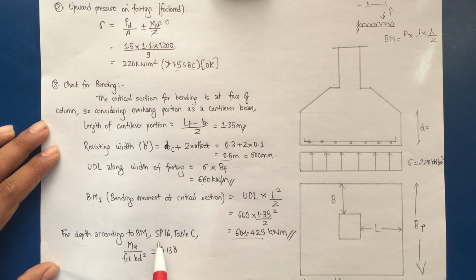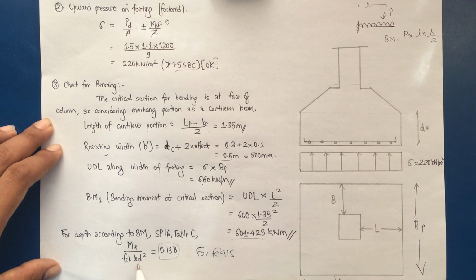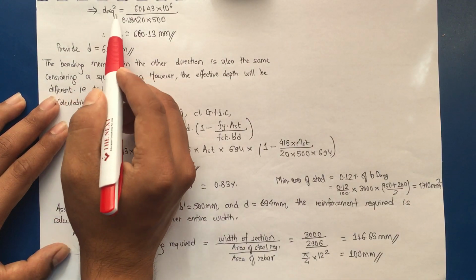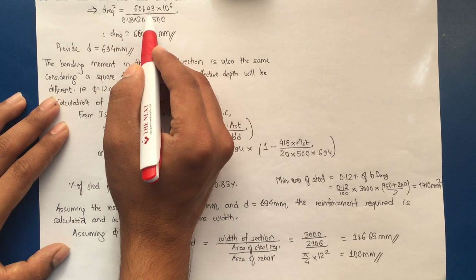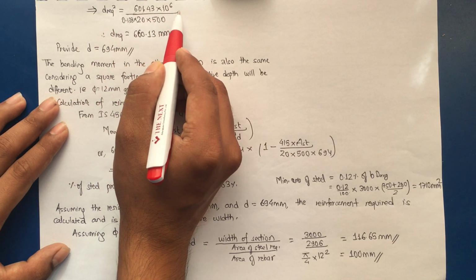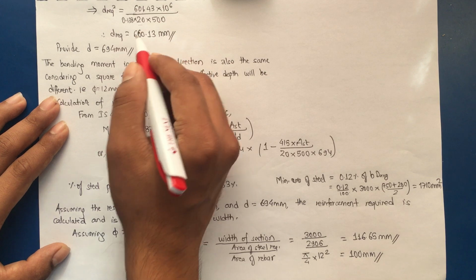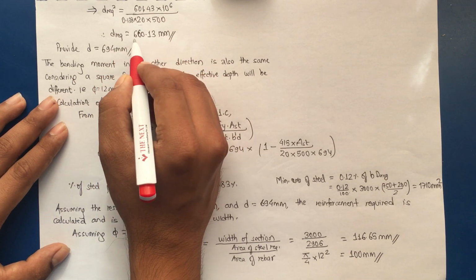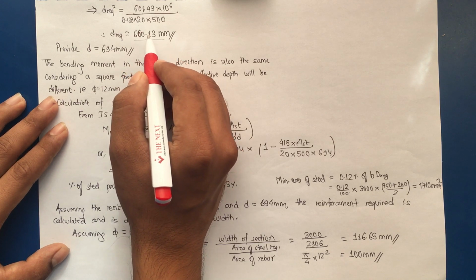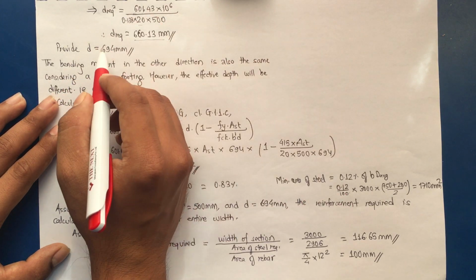So for depth according to the bending moment, SP16 Table C gives us this value for Fe415: Mu by fck B D square is equal to 0.138. So this is the limiting moment resistance index, 0.138, and we'll compute the value of D from this equation. Cross multiplying the terms, we get D required square equal to 601.43, this being the maximum moment converted into N mm, divided by 0.138 into fck 20 into the resisting width 500. Don't get confused with the value of B. D required is equal to 660.13. So this is the depth required according to the bending moment consideration, and we'll provide a value slightly greater than the computed value.